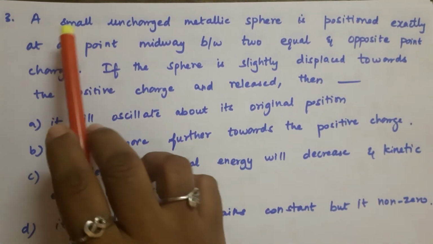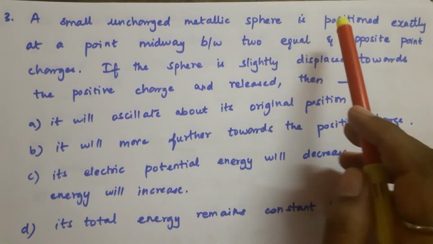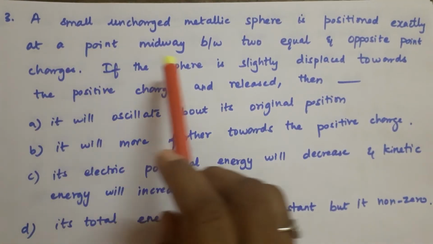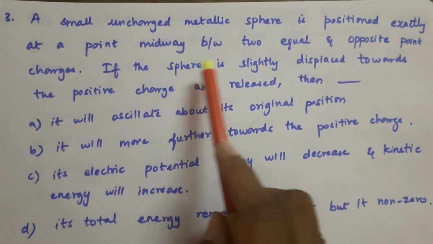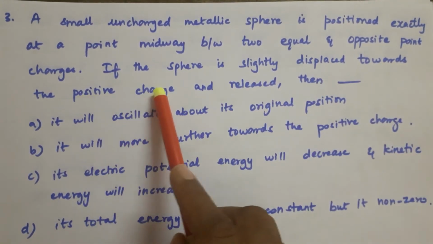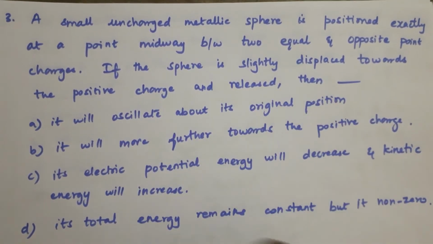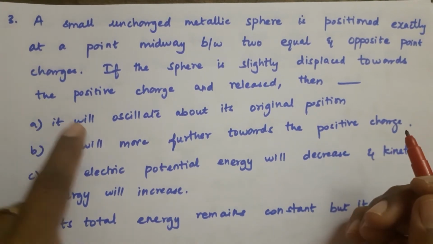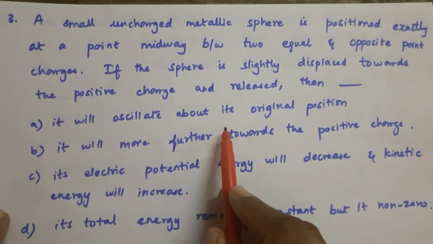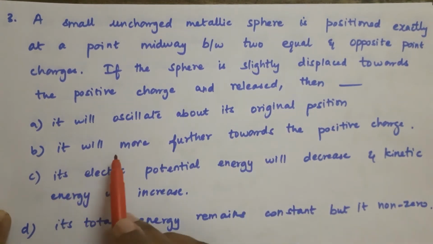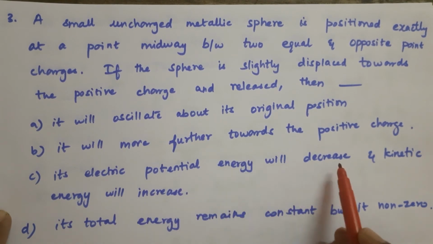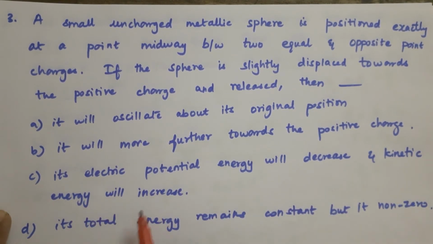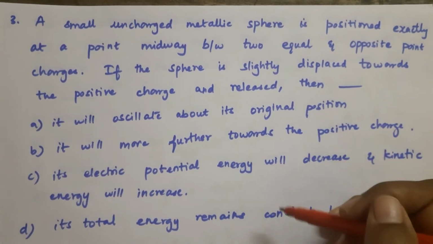Third question: a small uncharged metallic sphere is positioned exactly at a point midway between two equal and opposite point charges. If the sphere is slightly displaced towards the positive charge and released, then what will be the answer? A option: it will oscillate about its original position. B: it will move further towards the positive charge. C: its electric potential energy will decrease and kinetic energy will increase. D: its total energy remains constant but not zero. So we are going to find the answer for this.